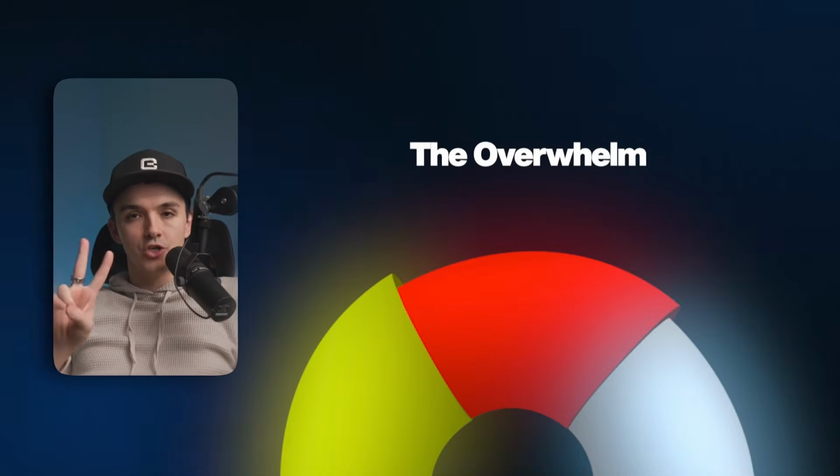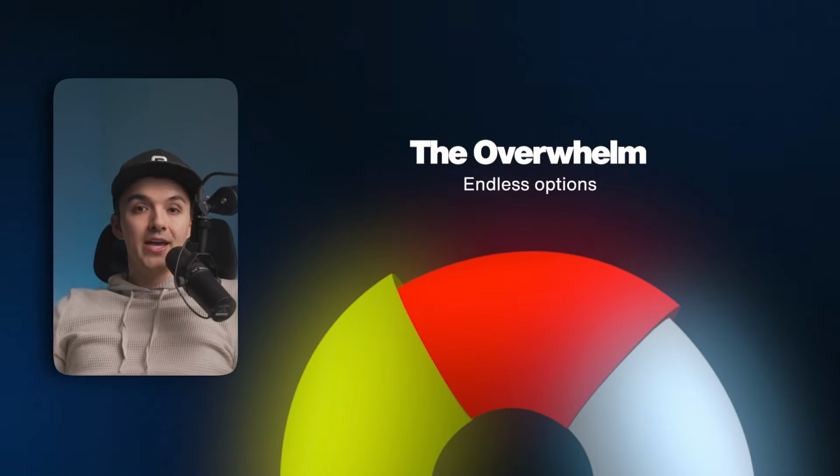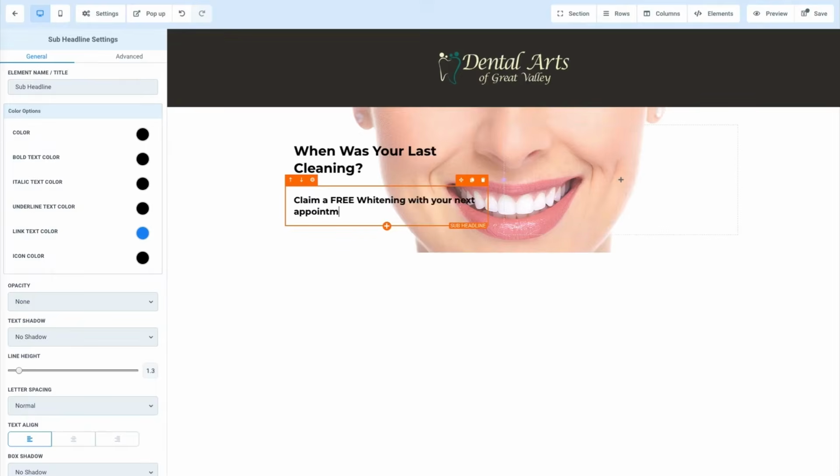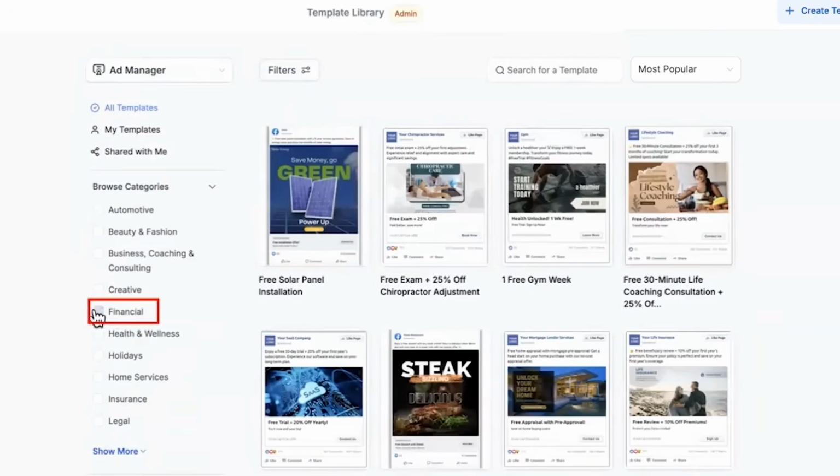Then comes stage 2, the overwhelm. A week or 2 goes by and you're staring at 15,000 templates catered again to everybody, dentists and chiropractors and random things that you have nothing to do with.